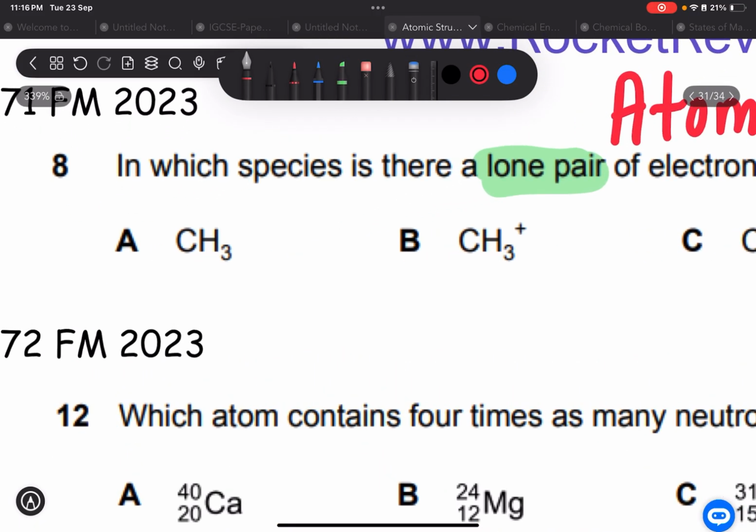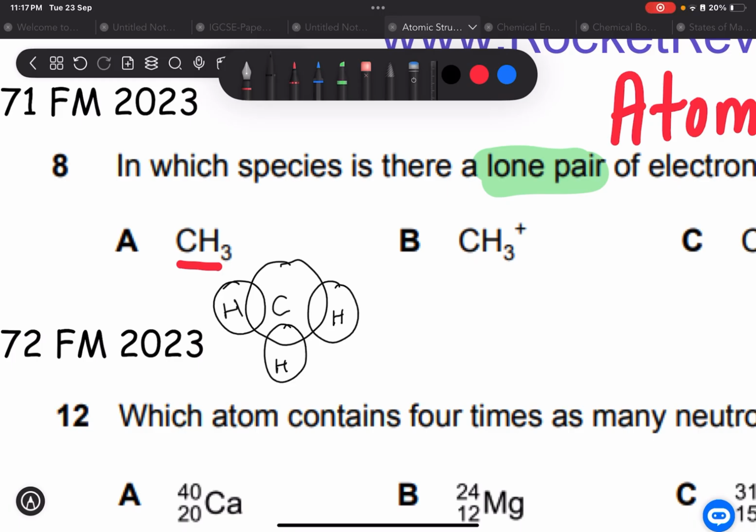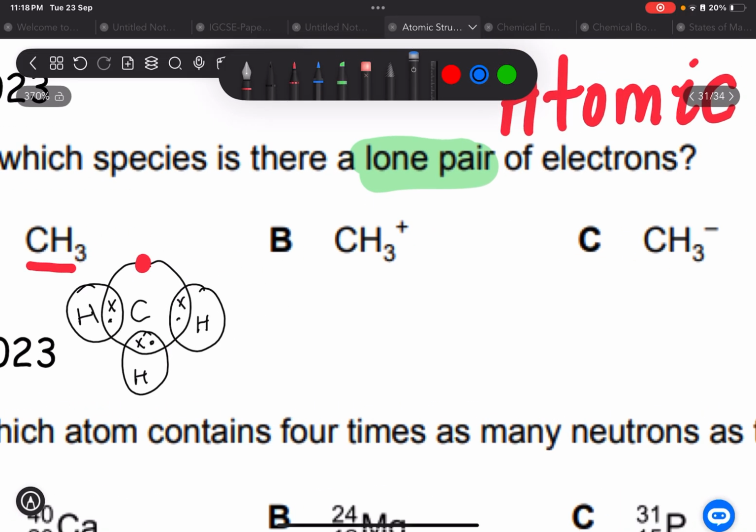Okay, first let's figure out for CH3. The structure for CH3 is going to be a carbon atom and three hydrogen atoms, and we're going to have three shared pairs of electrons like these. But we know that carbon has a valency of 4, it means it has 4 electrons in its outer shell. And if 3 electrons are making bonds, then of course there's going to be 1 electron that's not going to make a bond, and that's going to be over here. So we have 1 unbonded electron, but we cannot consider it as a lone pair. A lone pair means a pair of electrons that are unbonded, but over here we have only 1 electron.